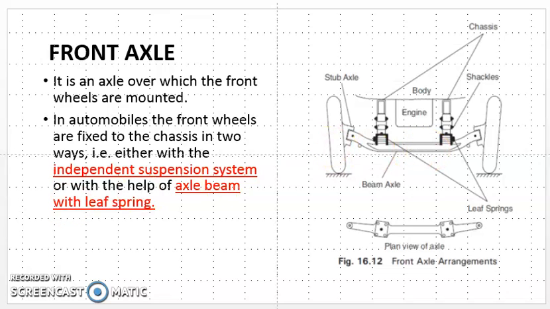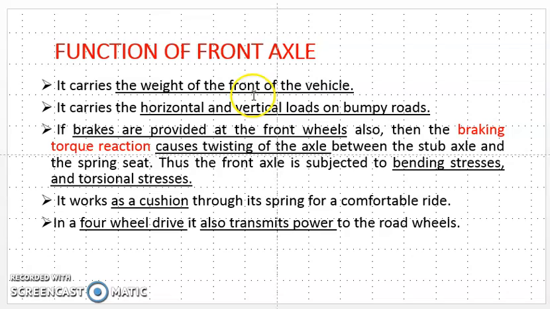So first we will understand what is the function of the front axle. What are the expectations of the front axle? What are the considerations of the front axle while designing? It is an important part. First, the front weight of the vehicle is taken by the front axle. It carries the weight of the front of the vehicle, as well as horizontal and vertical loads on bumpy roads.